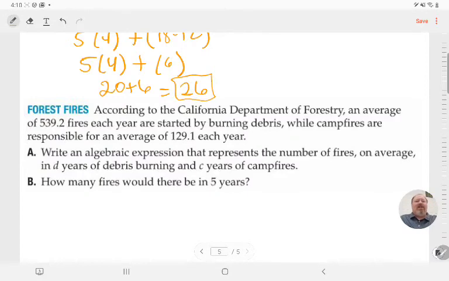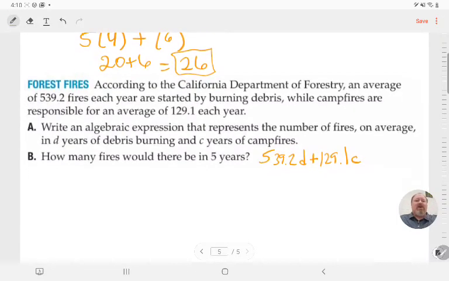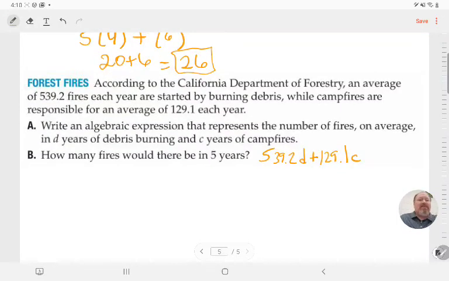So to write that, all I would have to do is go 539.2, I believe that was D, plus 129.1 C. And then how many fires would there be in 5 years? Well, since both of those are in years, the 5 would go in the D and the C.